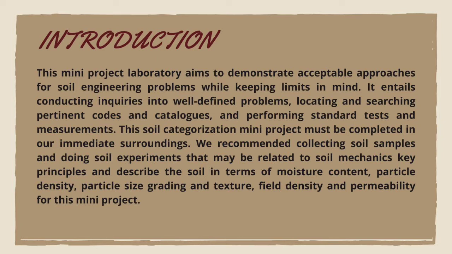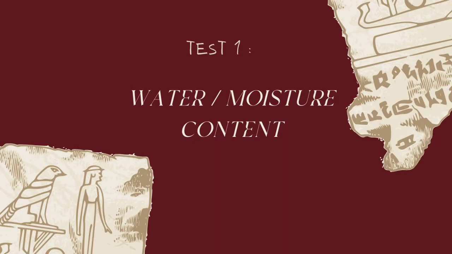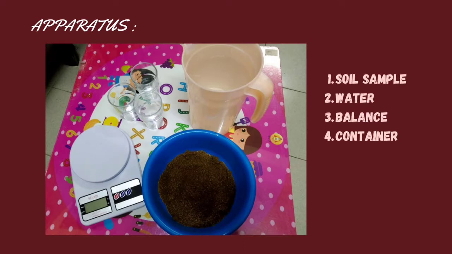We recommend collecting soil samples and doing soil experiments that may be related to soil mechanics, key principles, and describe the soil in terms of moisture content, particle density, particle size, grading and texture, field density and permeability for this mini project. Test 1 is the moisture content. The apparatus that I use is soil sample, water, balance and container.